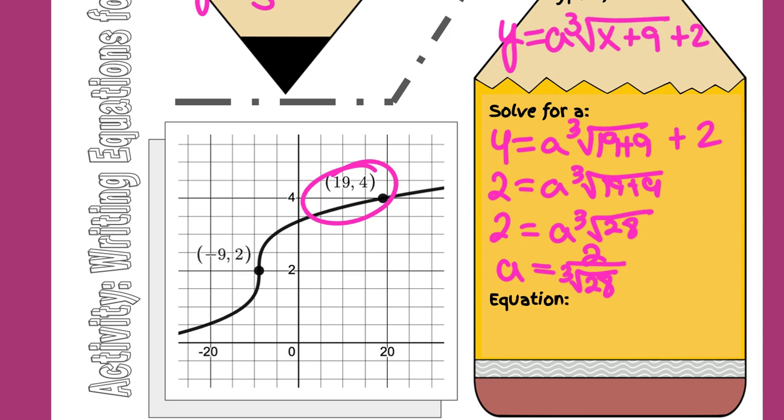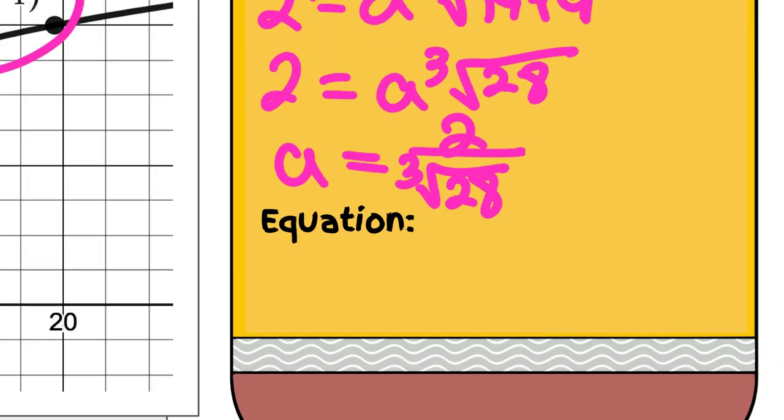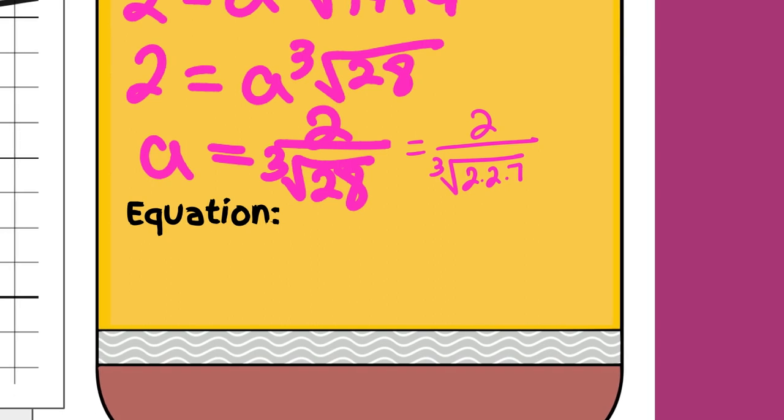Nope, nope, nope. So here we go. Watch. You ready? 2 over the cube root of 28. Isn't that 2 times 2 times 7? Okay. We have to get that radical off the bottom, correct? So we have to have groups of 3. How many 2's do I have? That means I need 1 more 2. How many 7's do I need? I need 2 more 7's. So over the cube root of 2 times 7 times 7.